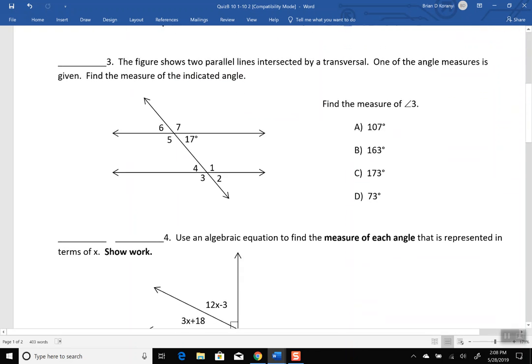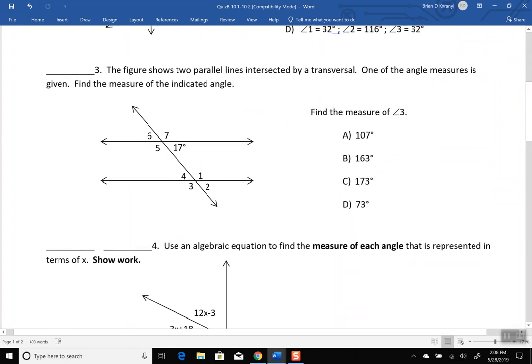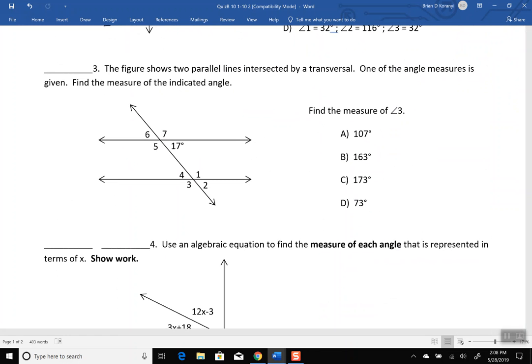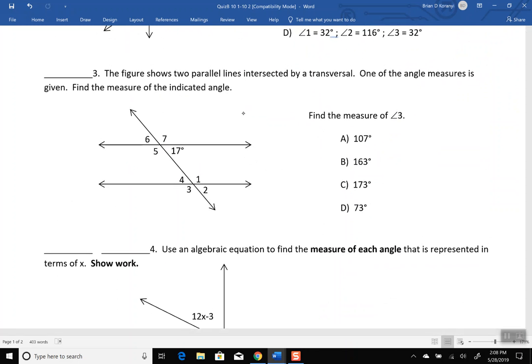Figure shows two parallel lines cut by a transversal. One thing you want to remember is there's these certain angle pair relationships. One, you have vertical angles are equal to each other, so angle 5 is equal to angle 7. Angle 6 is equal to this one, 17 degrees. Angle 4 and angle 2 are equal. And angle 1 and angle 3 are equal. So this is just the vertical angles. Those are equal to each other.